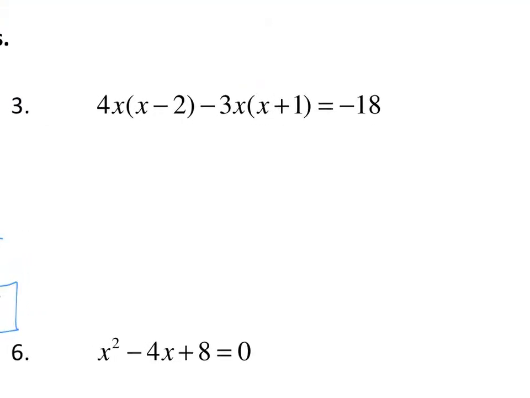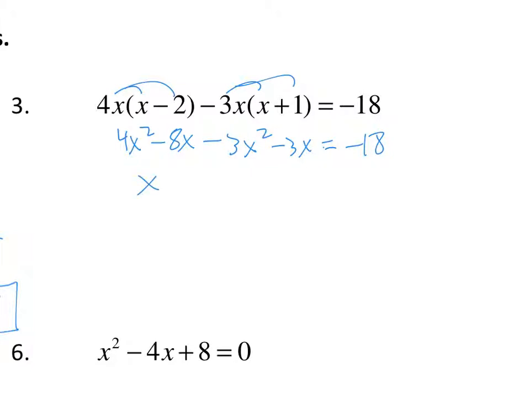Here we're all ready for some, no, we're actually not, sorry. Thought we were ready for some grouping, but we need to distribute here. So let's clean it up first. Distribute this one here, 4x squared minus 8x. Distribute the negative 3x. Don't forget that negative. 3x squared minus 3x equals negative 18. Let's combine like terms. That gives us x squared minus 11x equals negative 18.